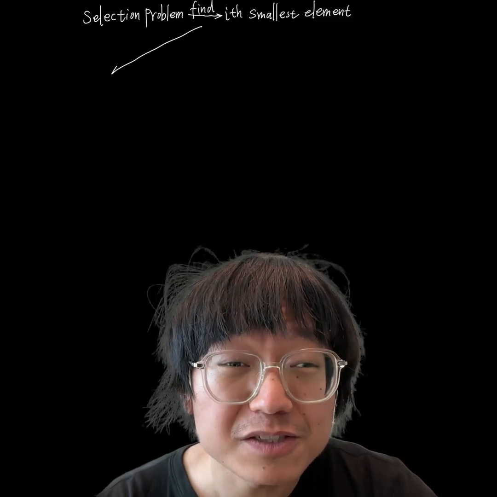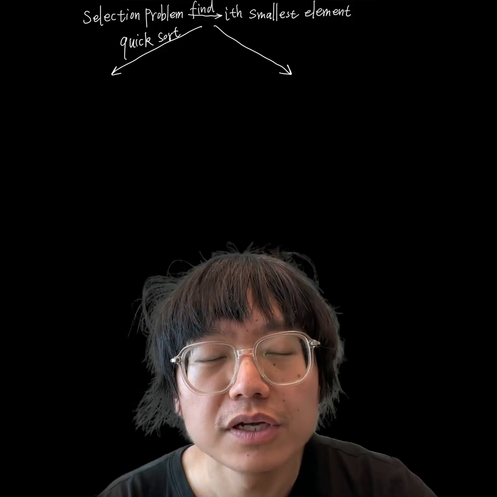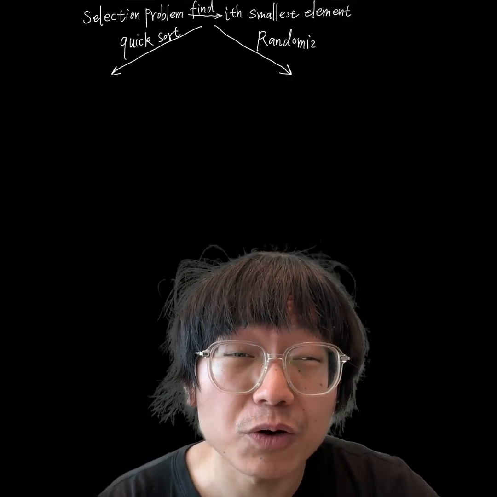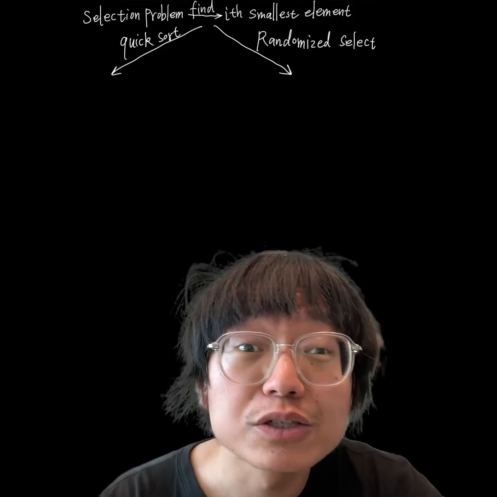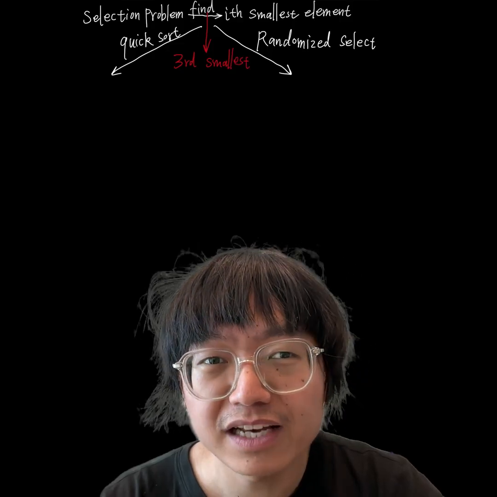Today's video, let's discuss two algorithms related to the selection problem, which involves finding the ith smallest element in a list. Let's illustrate the difference between the randomized select algorithm and quicksort, focusing on the partitioning strategy and runtime behavior. Say we try to find the third smallest element.